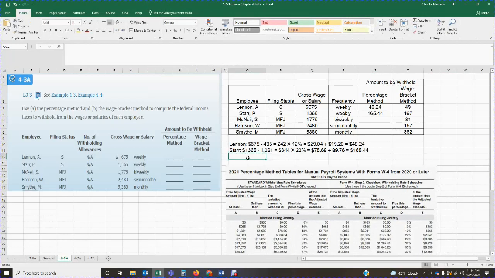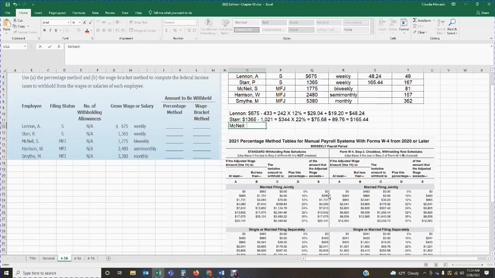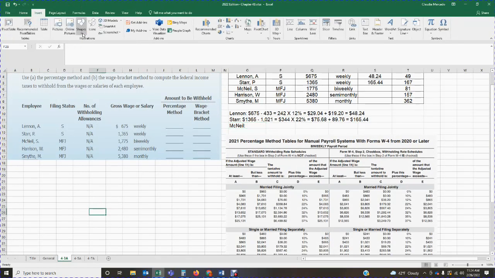Okay. So now we have McNeil. McNeil is married filing joint, gets paid bi-weekly and makes $1,775. So first things first, which table are we using? Married filing joint. We're using the top table. Bi-weekly and the amount is $1,775. So we're going to locate that tier. $1,775 married filing joint. And that would be that third tier right here.